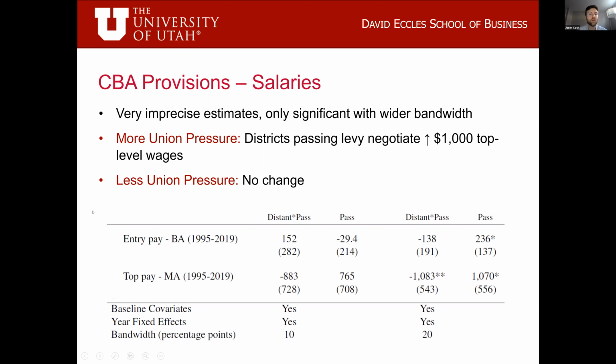So districts that have more union pressure tend to negotiate, or tend to pass. Districts passing levies under more union pressure negotiate about $1,000 more for the top level master's degree teachers in the district, and there's really no change for districts that are facing less union pressure. There's even some at the lower end as well in the wider bandwidth, but it isn't corroborated by the smaller samples. So we focus more on the evidence, which seems more suggestive that the top end of the distribution is increasing.